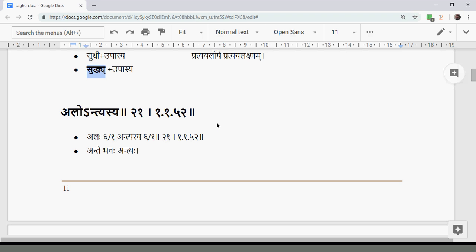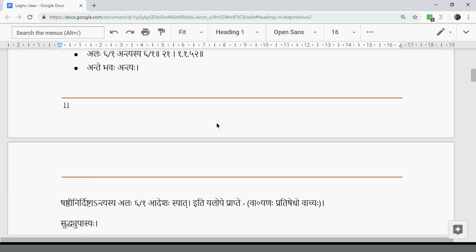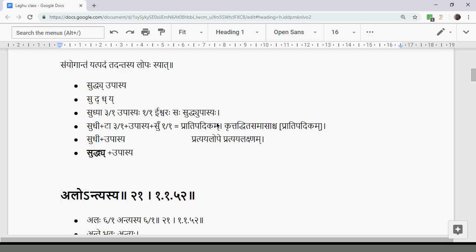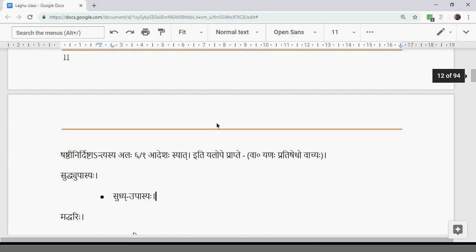Sanyogantasya lopah is sanyogantasya alah lopah. And that al is what? Yakara. That letter yakara, which is at the end of a sanyoganta pada, sudhya, that yakara lopa prapte, that is being said here, iti yalope prapte sati. When yakara lopa is, yalope here, ya is yakara. Yakara lope prapte sati in sudhya, yanah pratishedho vaktavyah. So yanah pratishedho vaktavyah vartika, yakara would have gone here. It would have gone by the sutra. So iti prapte means you do not apply. It is prapta, but you see there a vartika says do not do it. When should you not do it? Yanah pratishedho vaktavyah. This yan, the yakara of the yan, this yan is which yan? In our example, sudhyupasya, this yakara is a yan.